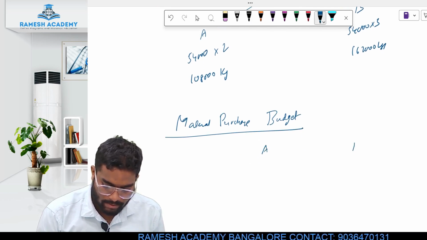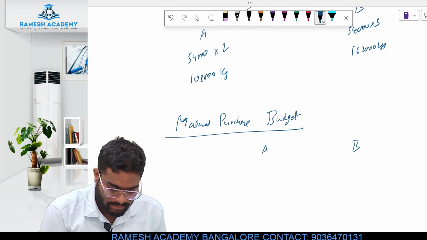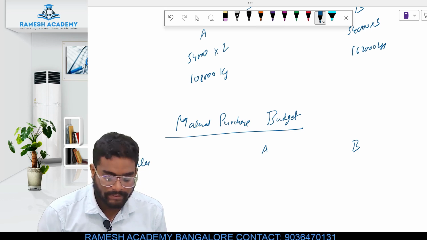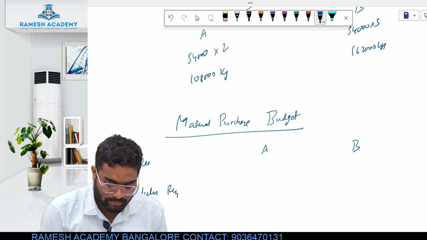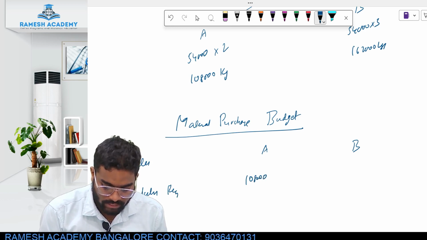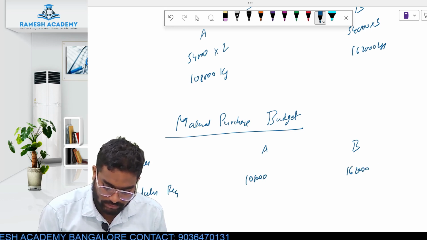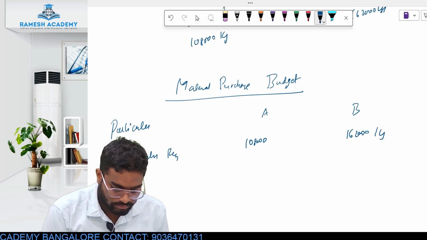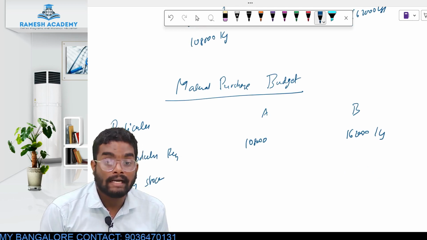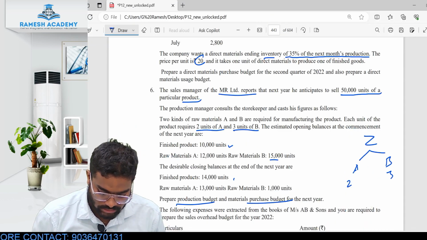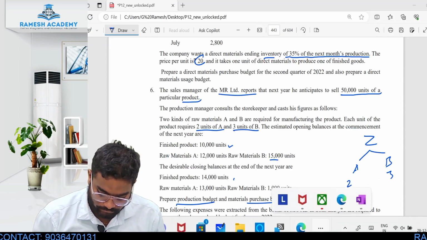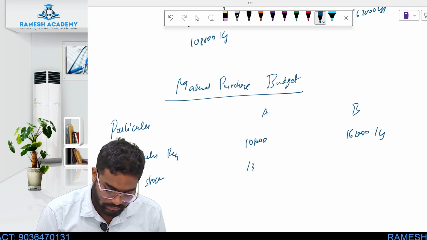For A and B particulars. So material purchase, first we have to issue for the production. So production requirements. So production requirements is 108 kg, 1,62,000 kg. Next we require the closing stock to be maintained, because if there is any unexpected demand we have to serve it, no, that's the reason. So closing stock is 13 and 1. So 13 kgs and 1000 kgs.